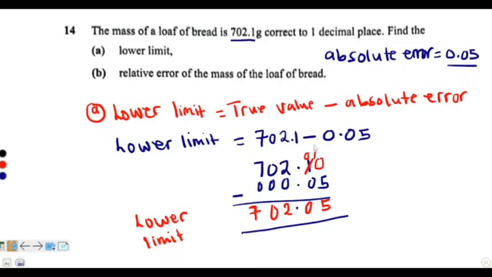So when you are finding the lower limit, you are just supposed to get true value minus absolute error. But if you are finding the upper limit, you are supposed to add true value plus the absolute error. And this absolute error will depend on the true value that you are given. So if you are given a whole number, your absolute error will be just 0.5. Okay, so let us now look at question B. Answer question B.